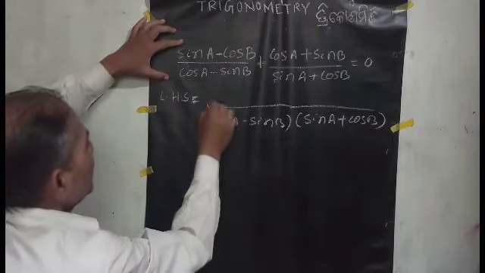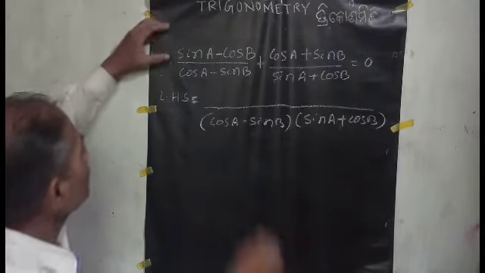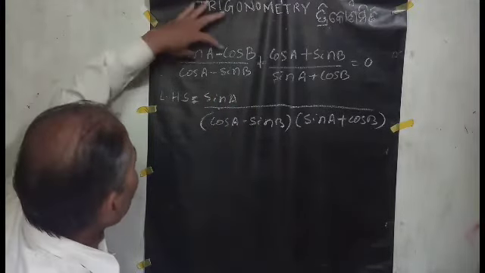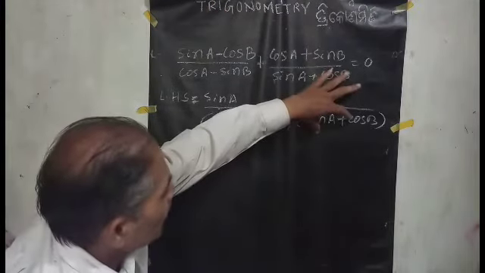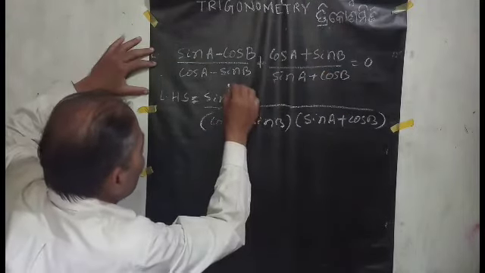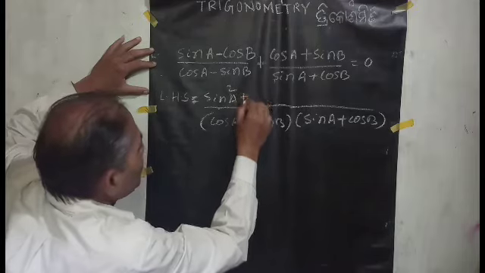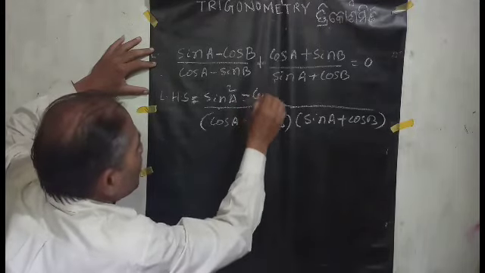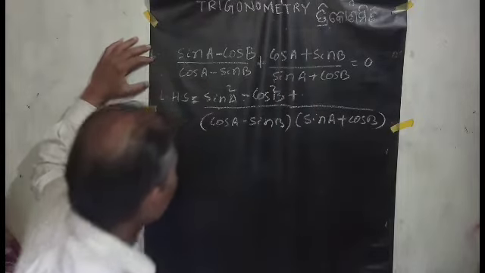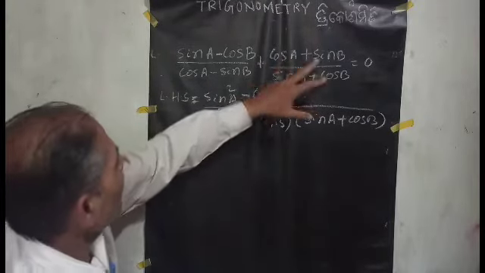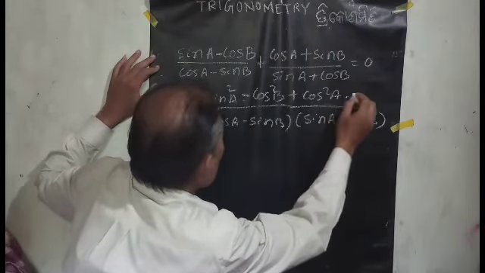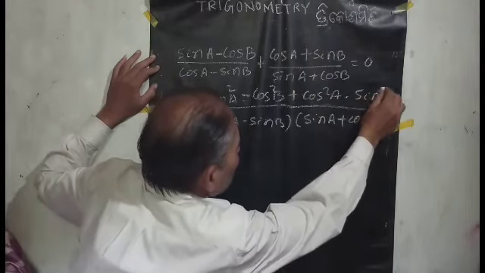Then the same process, it is called sin A minus cos B into sin A plus cos B. A plus B whole into A minus B. Sin square A minus cos square B, like that. Cos square A minus sin square B.